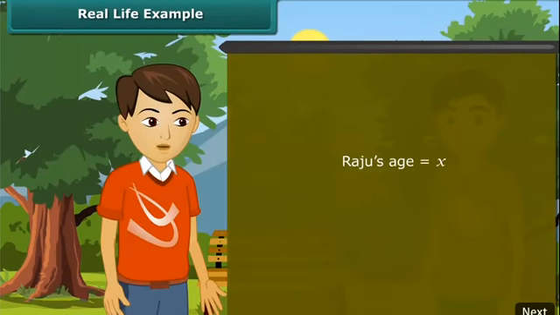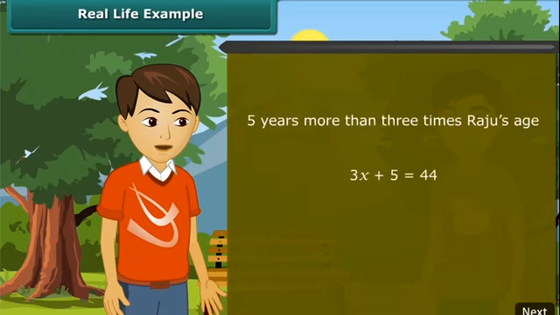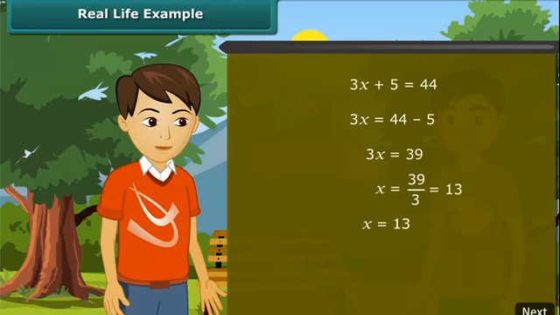We have to find Raju's age, therefore we will take it as x. Now 5 years more than 3 times Raju's age is 3x plus 5, which is equal to 44. Now we will solve this equation. Transposing 5 to the right-hand side, we get 3x, which is equal to 39. Transposing 3 to the right-hand side, we get x as 13. Hence, Raju's age is 13 years.